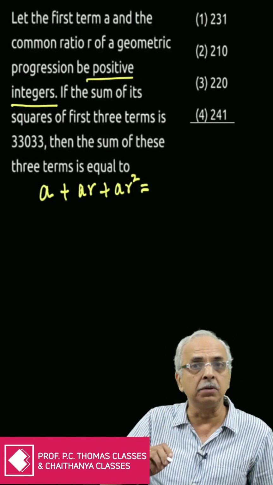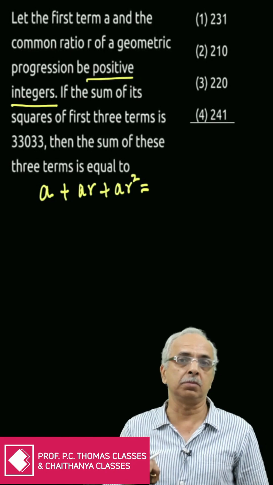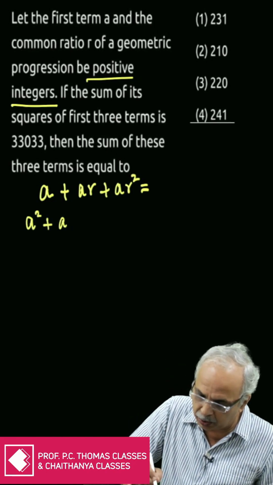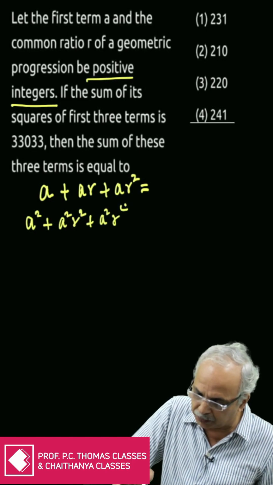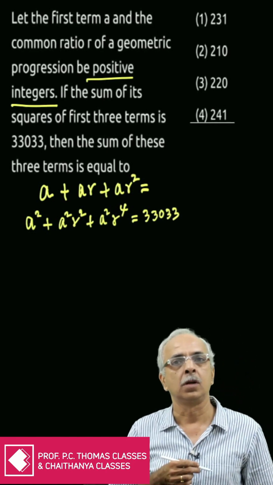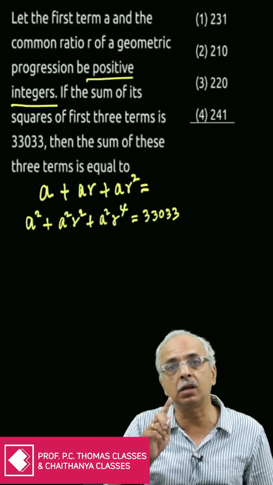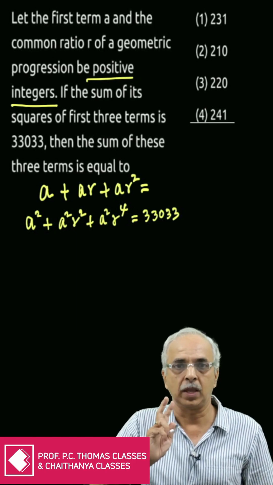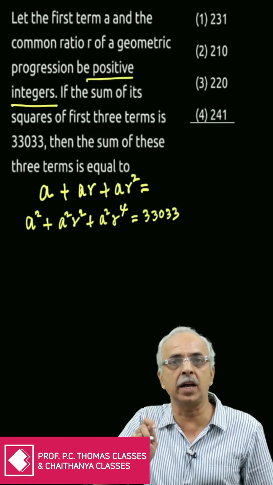What is given? Their square sum is given. That is A square plus A square R square plus A square R raised to 4. It is given as 33033. Here there is only one equation, and there are two unknowns, A and R. That is the trick behind this question.